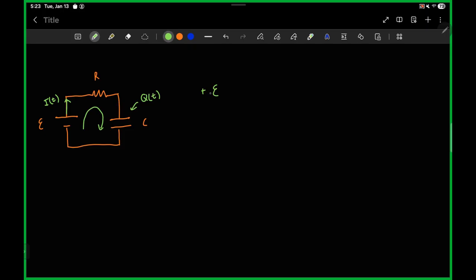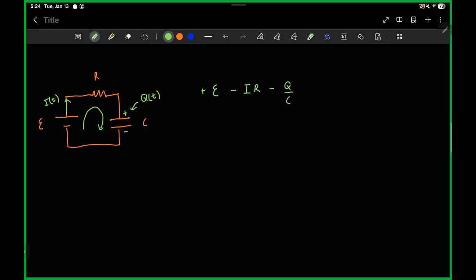I then cross the resistor in the direction of current, which means we lose electric potential, minus IR. And then lastly, if we think about it, the current, since it's conventional current, is depositing protons on the top plate, leaving negative charge on the bottom plate.